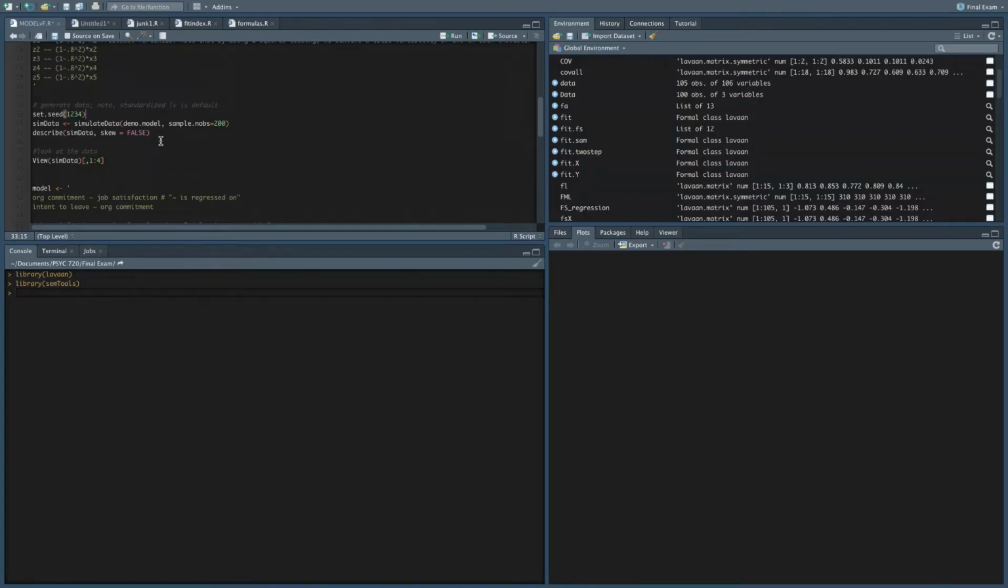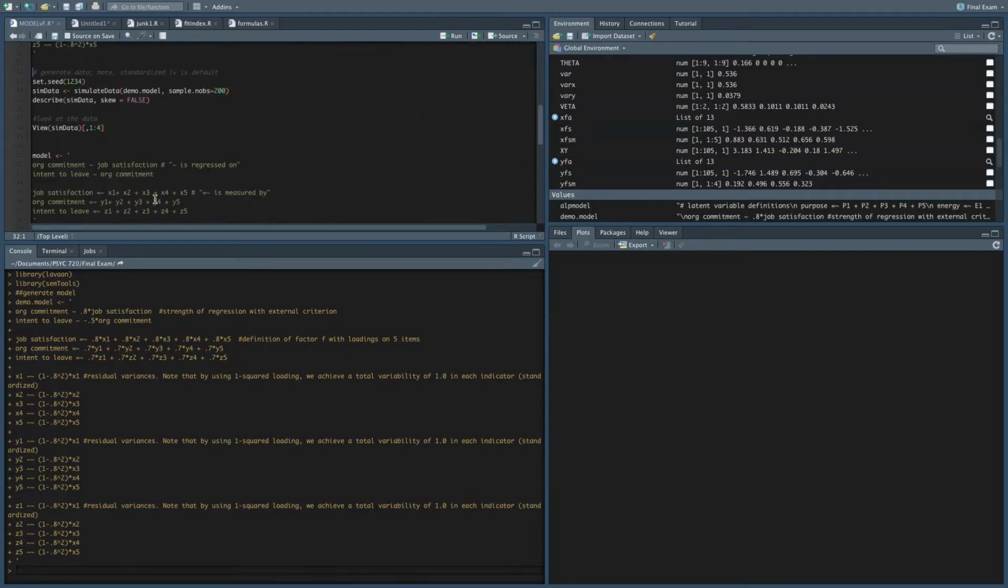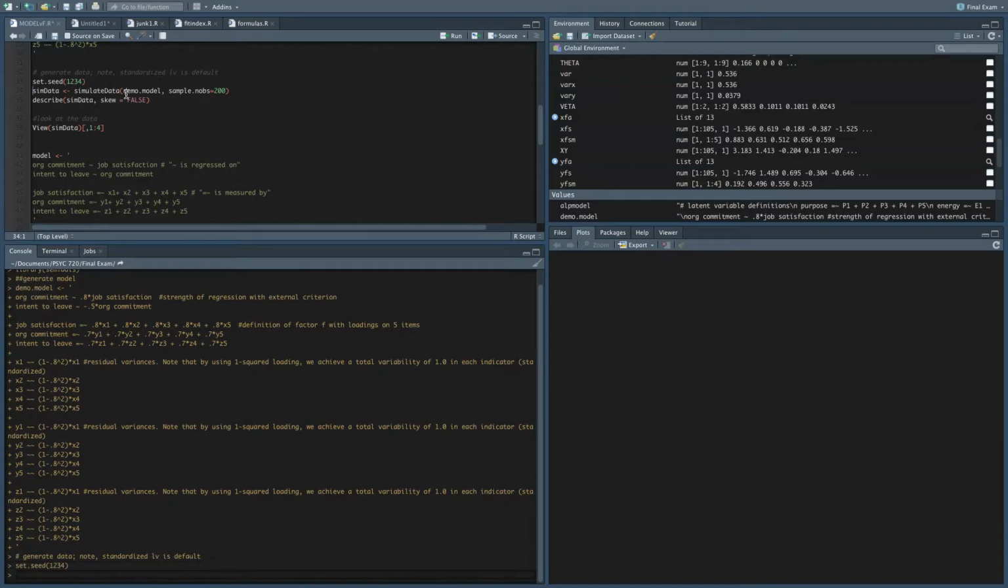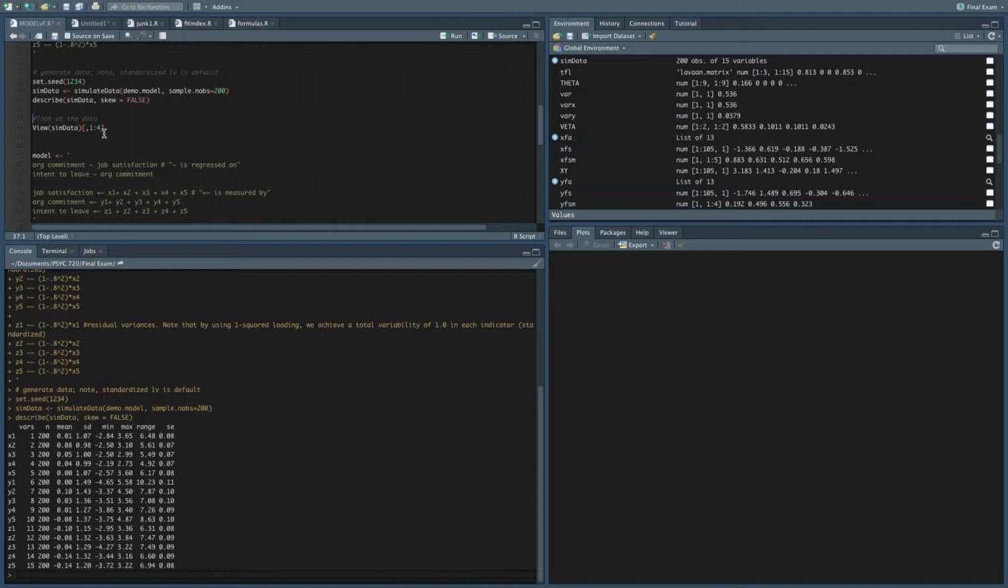And so I'm going to set that as my model, or my data actually, that's generating the data. So then I'm going to set seed so it will remember that. I'm going to create my simulated data using the model above, and I want to have a sample of 200. Then I want to describe it, take a little look.